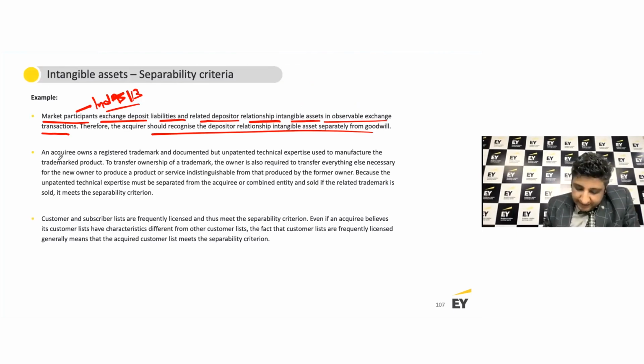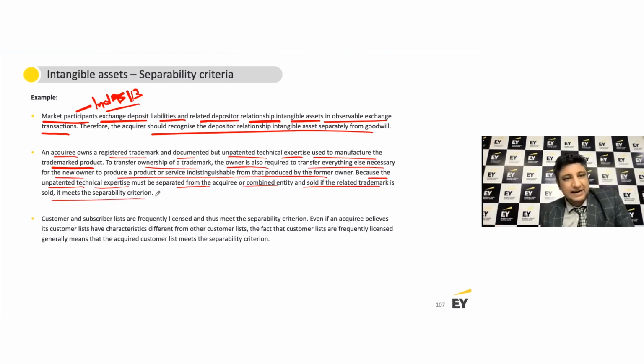So let's say an acquiree owns a trademark and documented, but unpatented technical expertise used to manufacture the product. Transfer the ownership of the trademark, the owner is also required to transfer everything else necessary for the new owner so that the new owner can actually use it for its business purposes. Now, the unpatented technical expertise must be separated from the acquiree or the combined entity and sold if the related trademark is sold. So that criteria of separability is, of course, met there, right?